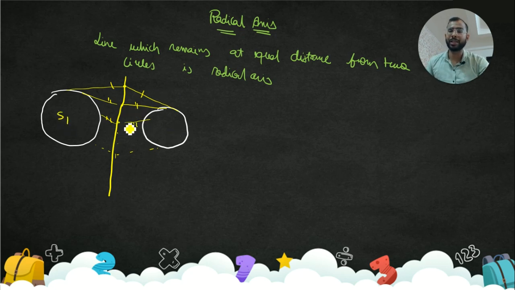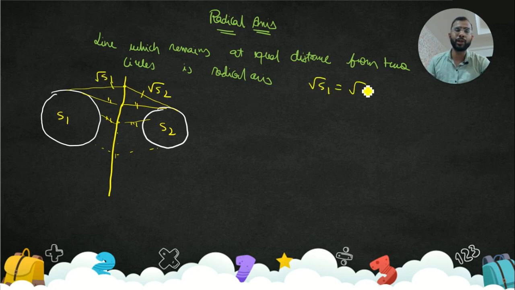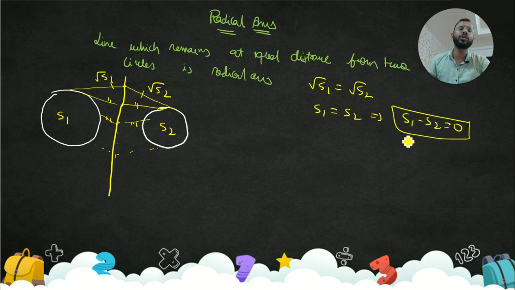Let's say the circle is S1, this is S2, this length is root S2, this length is root S1. So root S1 is equal to root S2, S1 is equal to S2. So S1 minus S2 equal to 0. This is nothing but the equation of radical axis. Just subtract both of them, this would be 0.